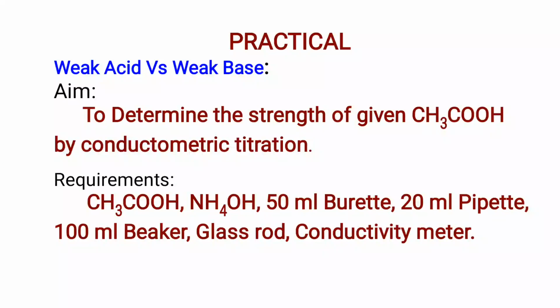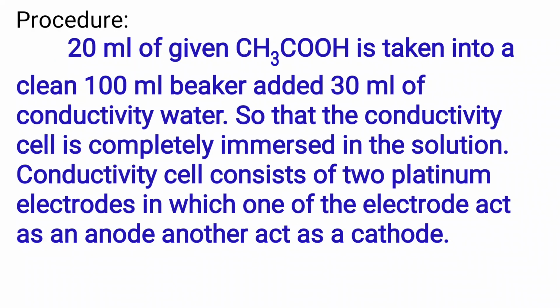Now let us come to the practical session for weak acid and weak base. The aim of this experiment is to determine the strength of given acetic acid by conductometric titration. Requirements for this experiment: acetic acid, ammonium hydroxide, burette, pipette, beaker, glass rod, conductivity meter with the cell. Then we go to the procedure.